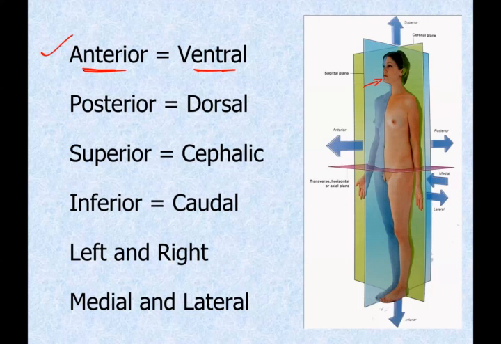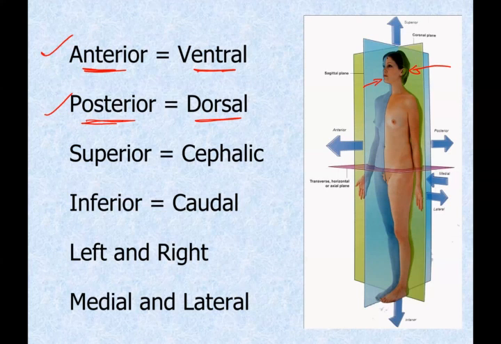Then the opposite of that is posterior. That is the back side of the person. That is also called dorsal. That can be called dorsal, but again, the more frequently used term is posterior. So anterior and posterior are the side of the face and the opposite side, the back side.